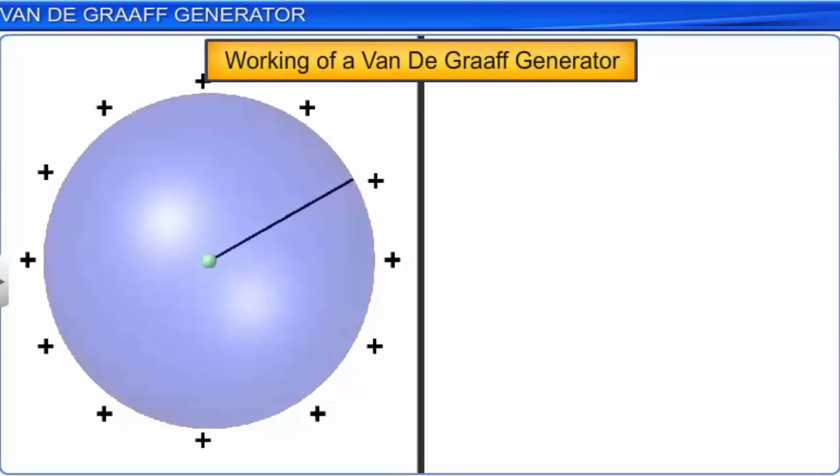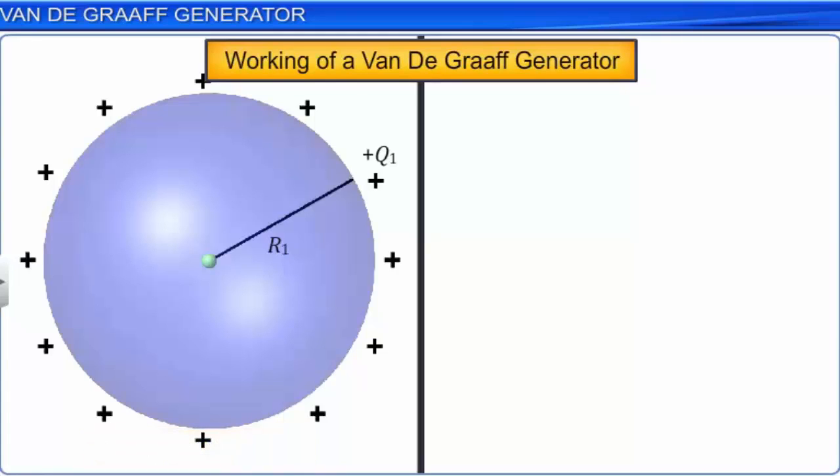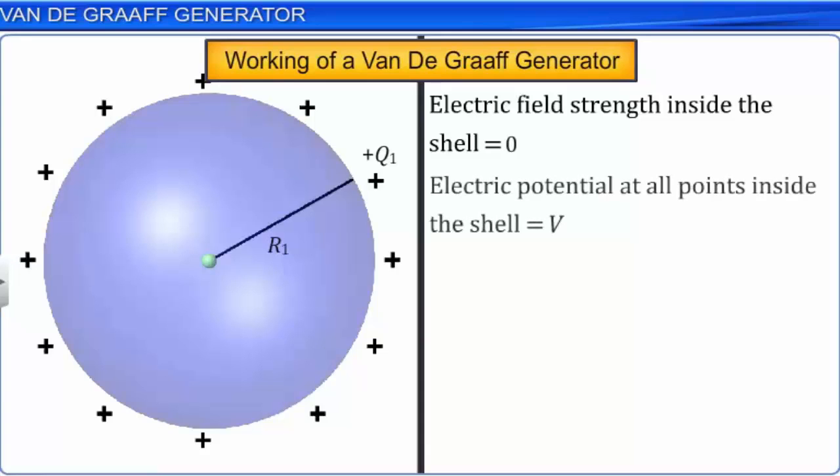To understand the principle behind the working of a Van de Graaff generator, let us consider a large conducting shell of radius r1 with a charge plus Q1 on it. This charge is uniformly spread over the conducting shell. For such a charged conducting shell, we know that the electric field strength inside the shell is 0. And the electric potential V inside the spherical shell has the same value at all points inside the shell, and V is equal to 1 by 4 pi epsilon naught Q1 by R1. Let this be equation 1.